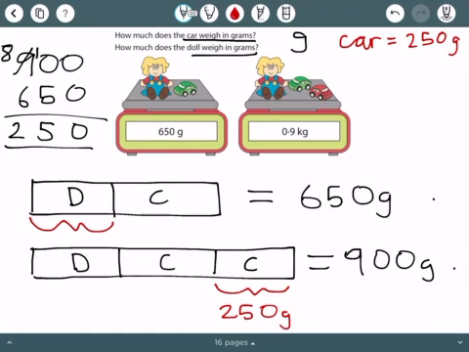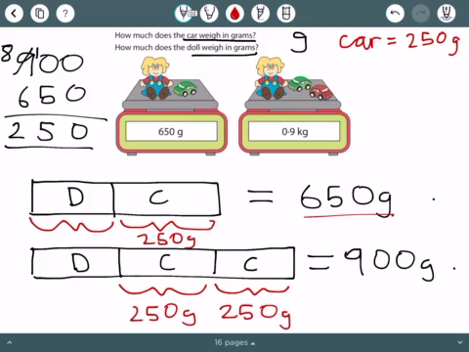To work that out, we know that this car here is also 250 grams, and it also means that this car here is 250 grams. So, what is the doll? Well, if we do 650, the total here, take away 250, we get 400 grams. So the doll equals 400 grams.